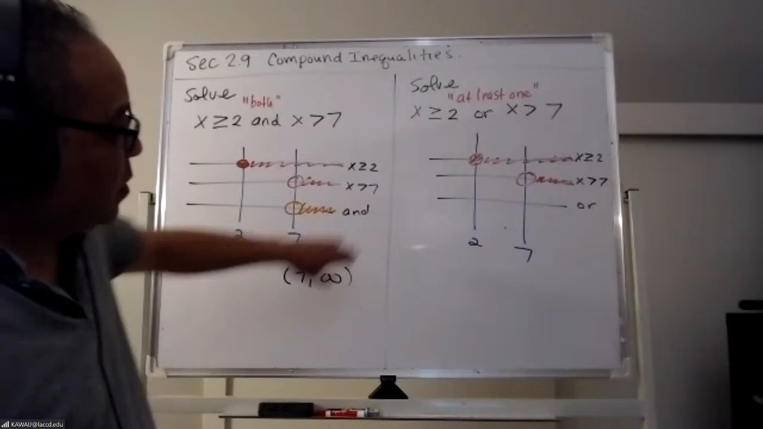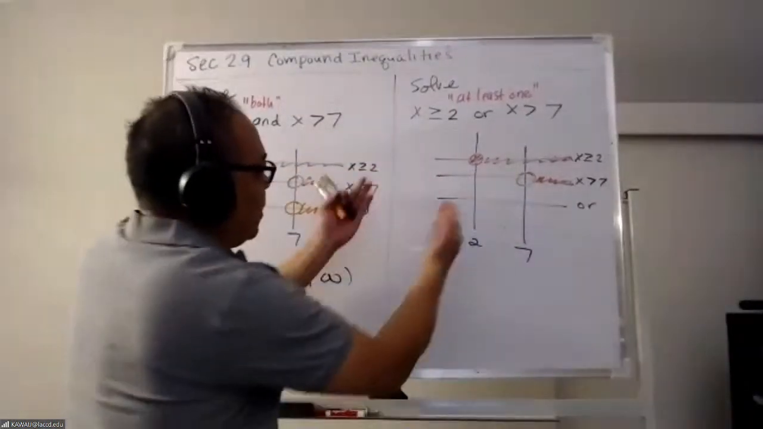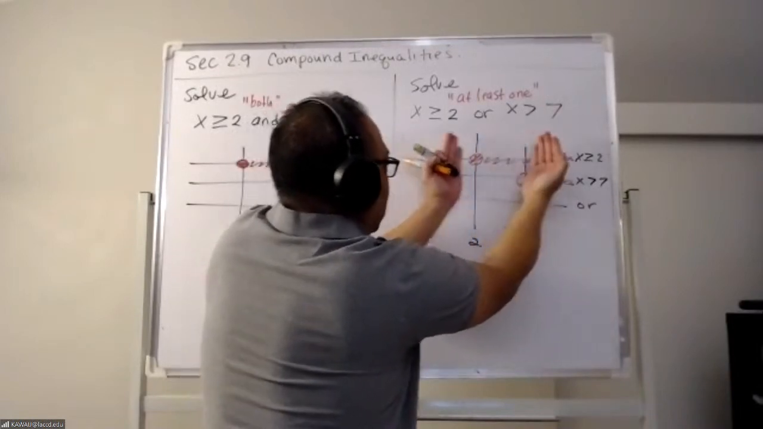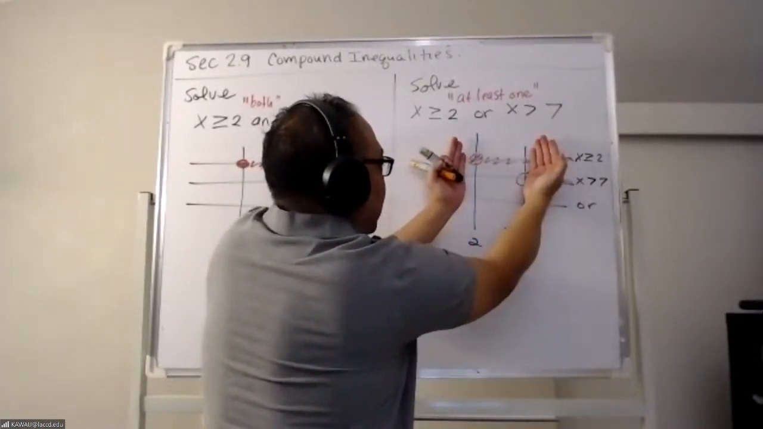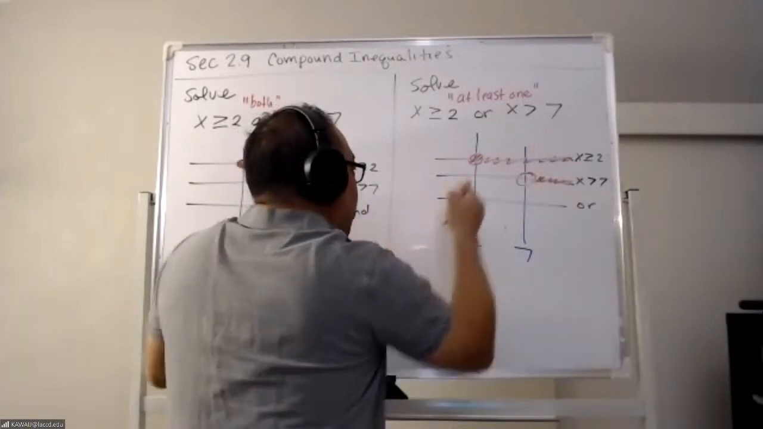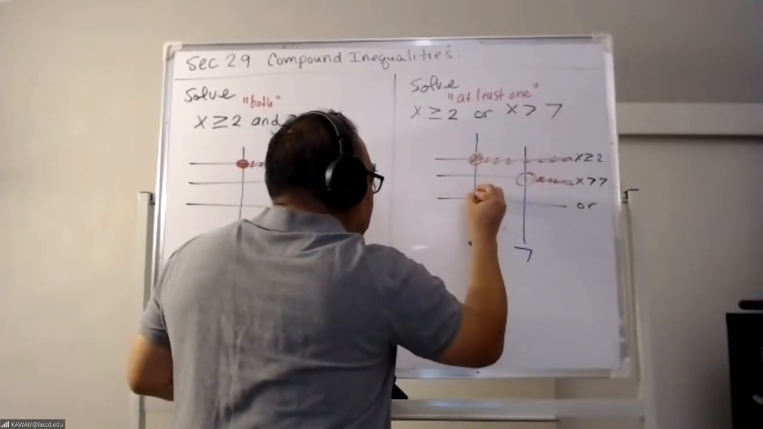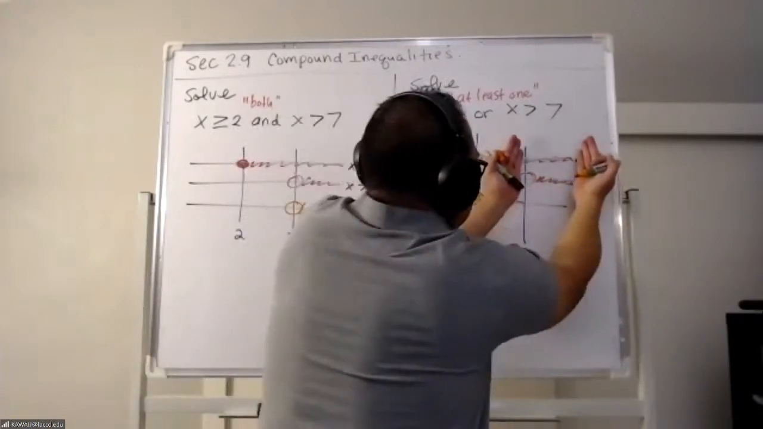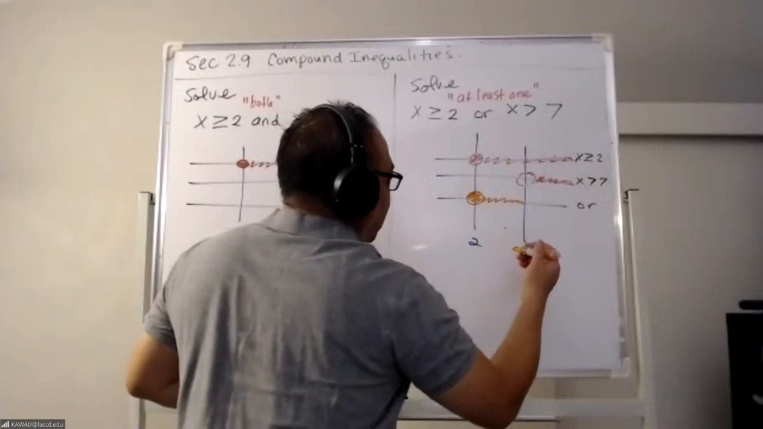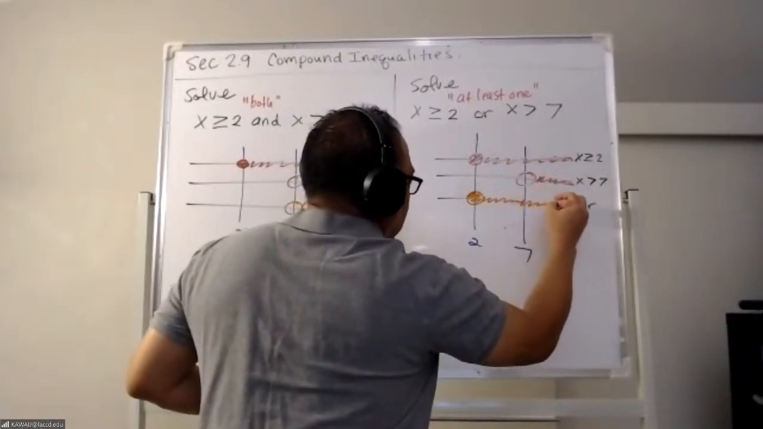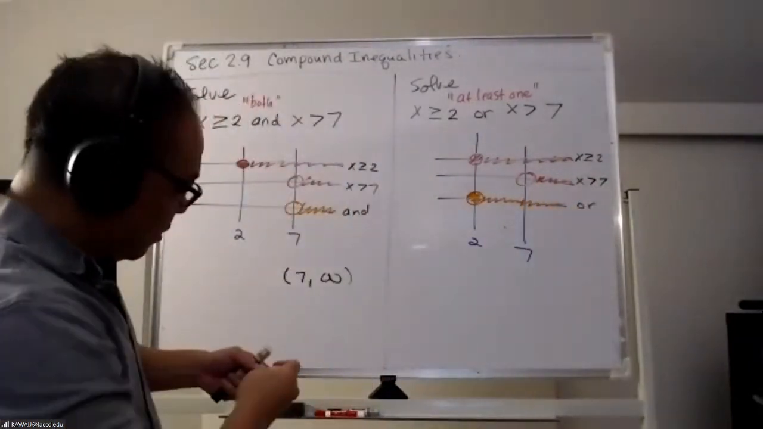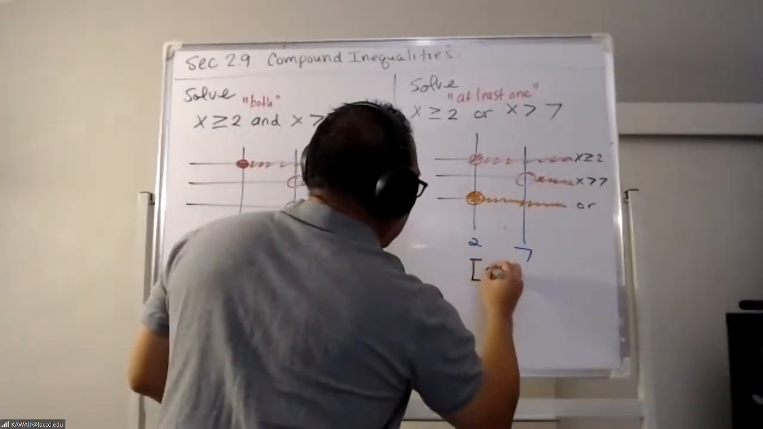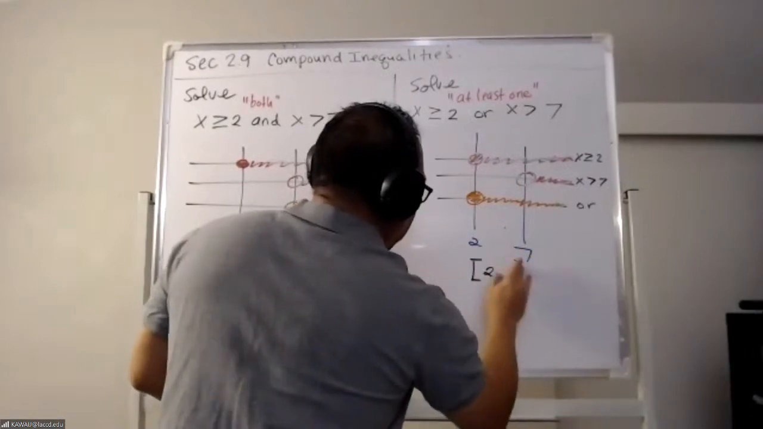Okay, so let's look at this first interval. Is at least one of these top two shaded in? And the answer is no. Is at least one of these shaded in? And the answer is yes. So we'll keep that endpoint. Okay. And now is at least one of these shaded in? And the answer is yes, they're both shaded in. So then our answer is 2, 7. I'm sorry, 2 infinity.